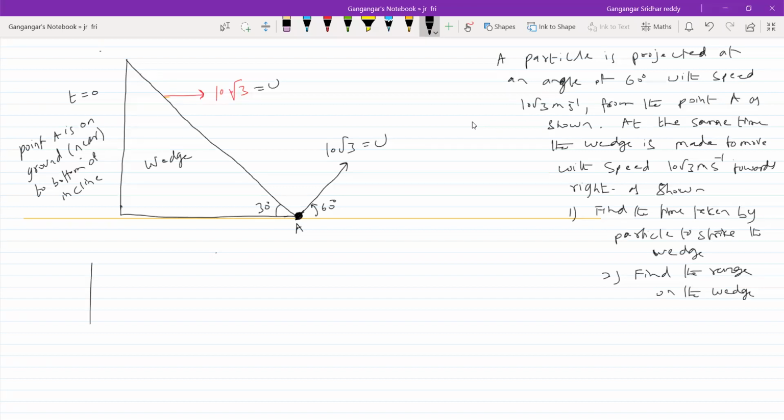I'll give a small diagram so it'll be easy for us. The ball is projected with a speed u. It will move in a parabolic path. Okay, fine. So what will happen to the wedge after some time? When the ball is moving, the wedge will come to this position.